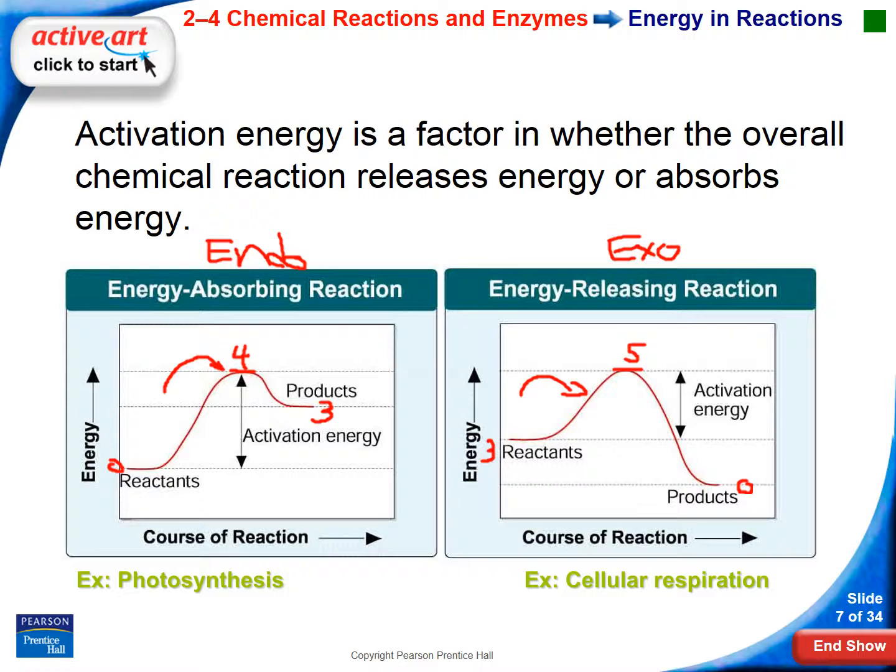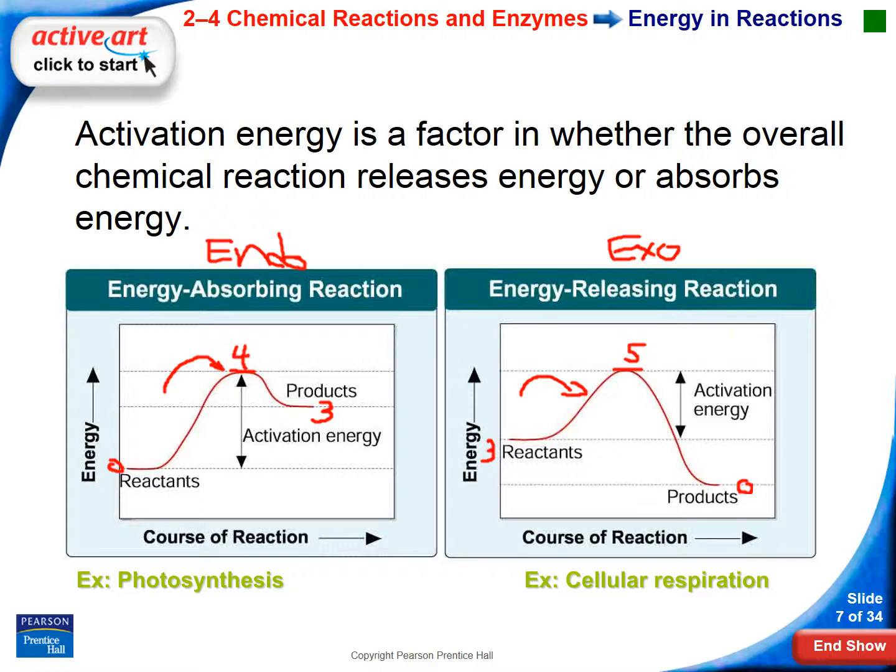Same thing on your exothermic reaction or exergonic reaction, where we have energy being released from a system. So reactants start at level 3. They want to go to level 0. But to get there, they have to go all the way up to a level 5. And again, these are random numbers. They don't have units on them. I just want you to get the idea.